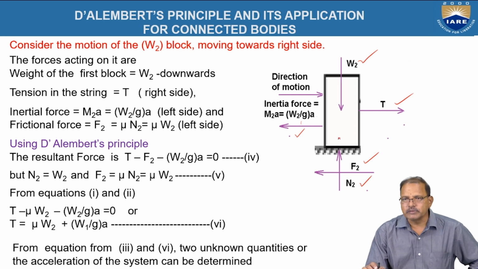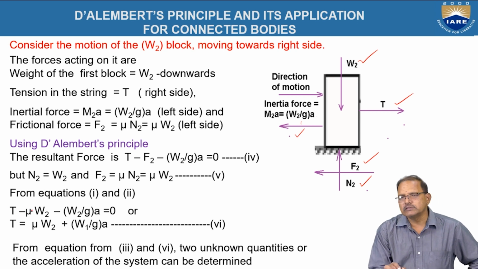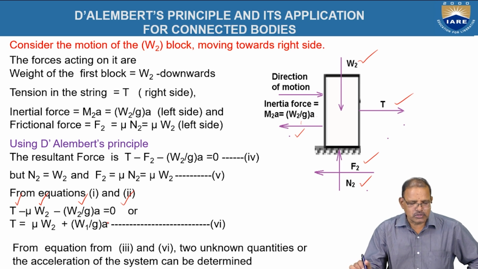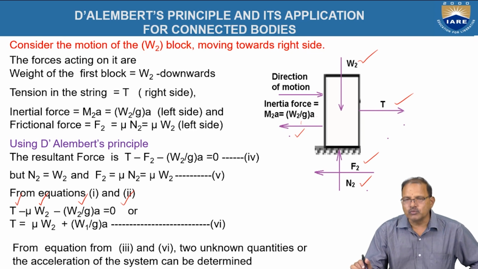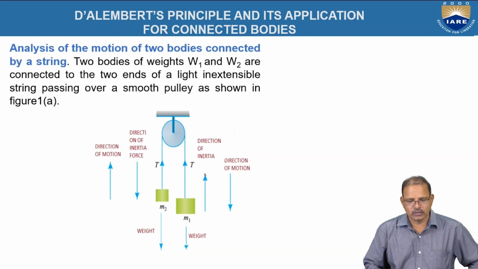Applying D'Alembert's principle for this body, we take the forces acting toward the right hand side as positive, left hand side as negative. T is positive. Here the frictional force is negative, and the inertia force is also negative. The sum is equal to 0. By using this relationship, we can get the value of T. So substituting the value of T, we can determine the value of P, that is the minimum force required to move the body toward the right hand side.